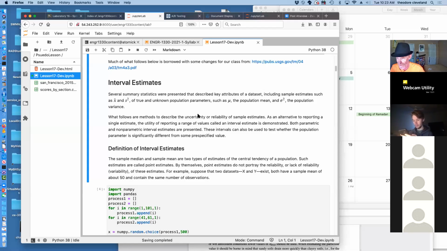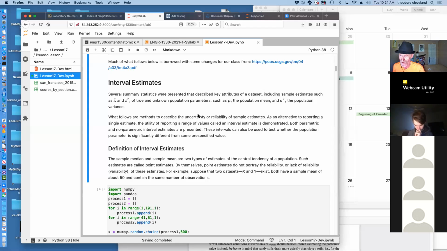And we construct an interval estimate using tools we already have. It's used as an alternative to reporting a single estimate. And we'll look at the utility of reporting a range of values shortly. There are both parametric and non-parametric interval estimates.